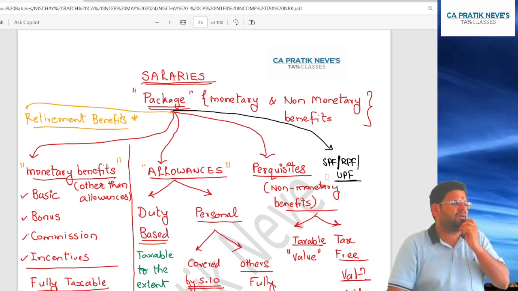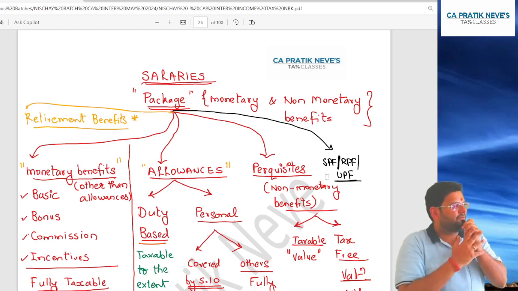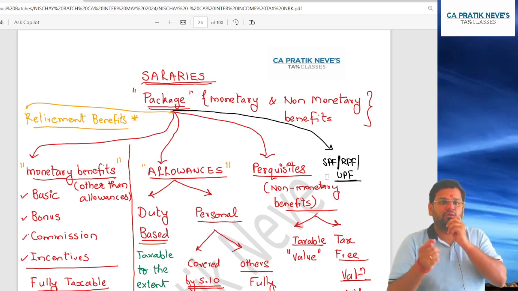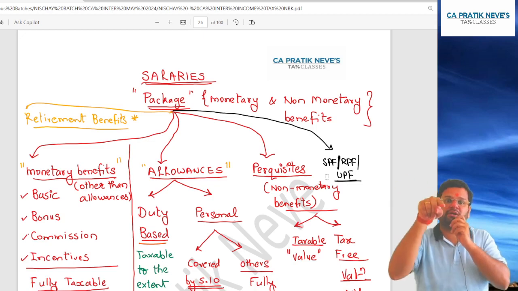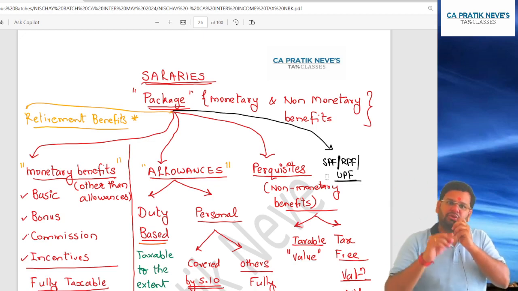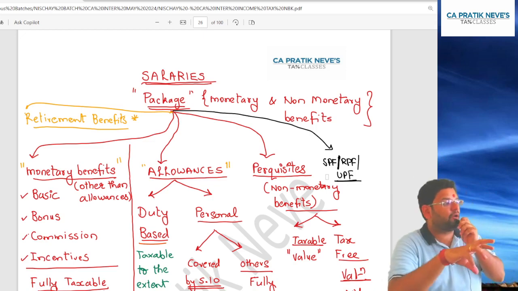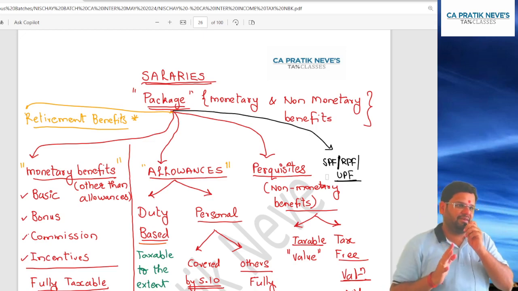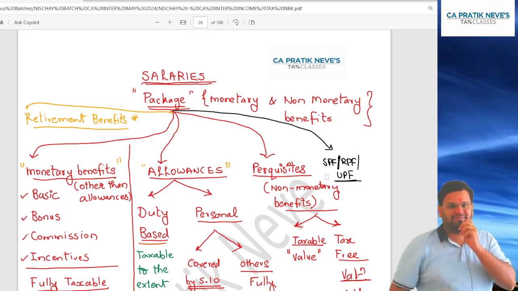So many benefits you can get, and actually it is endless. Your credit card bill can be paid by the company. You can be given a maid at home at the expense of the company. So you just imagine, that can be a benefit given by employer to employee. But this benefit has to be taxed. So this benefit you will value, and that value you will tax.